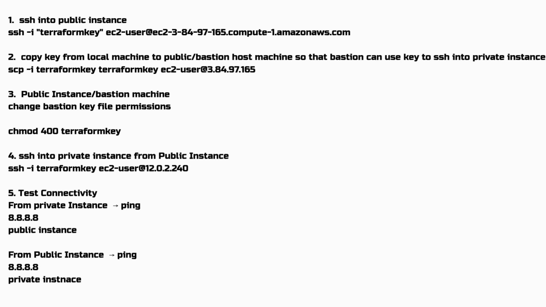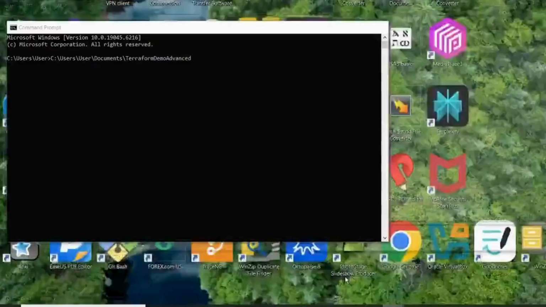First, I need to SSH from my local machine into the public instance. Then, from my local machine, I will copy the Terraform key file into my public instance. From my public instance machine, I'll change the permissions to the key file now copied to it so that it is more secure. Finally, I will SSH into the private instance from my public instance. All of this is necessary so I can remotely work between the machines as I test connectivity. Watch as I do just that.